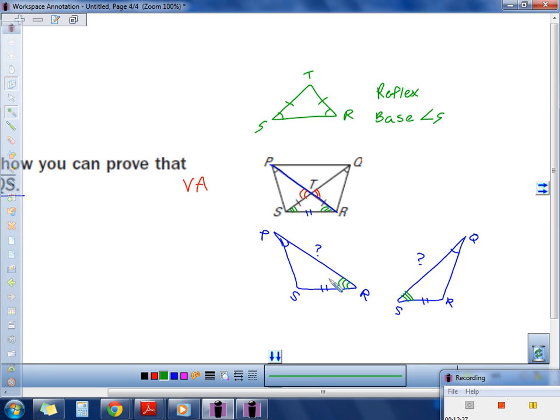Now, you should be able to say something about these two triangles. AAS. These two triangles are congruent. I'm shorthanding it because of AAS. What does that allow you to say? Yeah, it allows you to say parts are congruent. Which parts are we trying to prove congruent? QS is congruent to PR. And we know that short, quick reason is CPCTC.